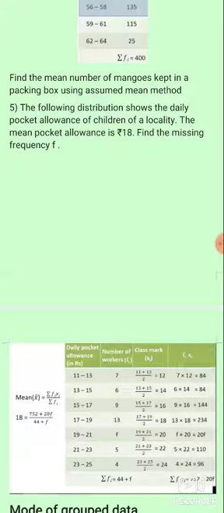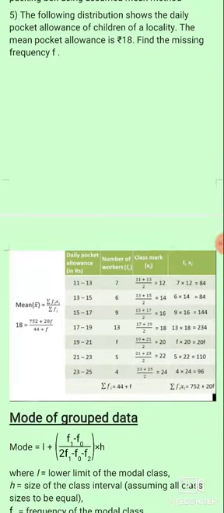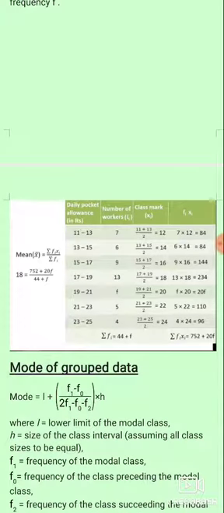Now mean x bar is equal to sigma Fi Xi divided by sigma Fi. So what is the mean given in this question? 18 is equal to 752 plus 20F by 44 plus F. Cross multiply: 18 into (44 plus F) is equal to 752 plus 20F. Take the F containing terms on one side. At last you will get the value of F. Clear, students?